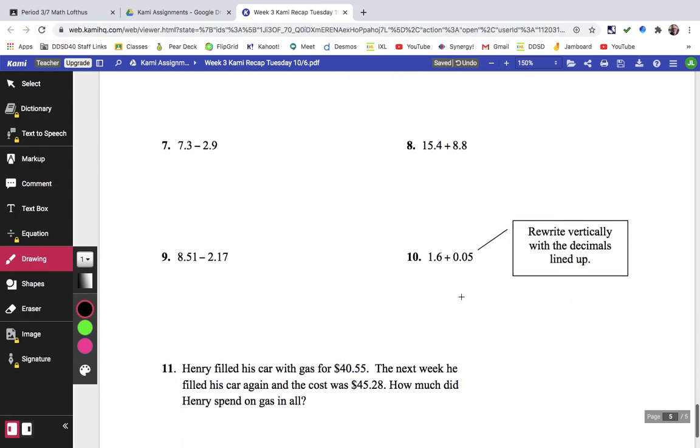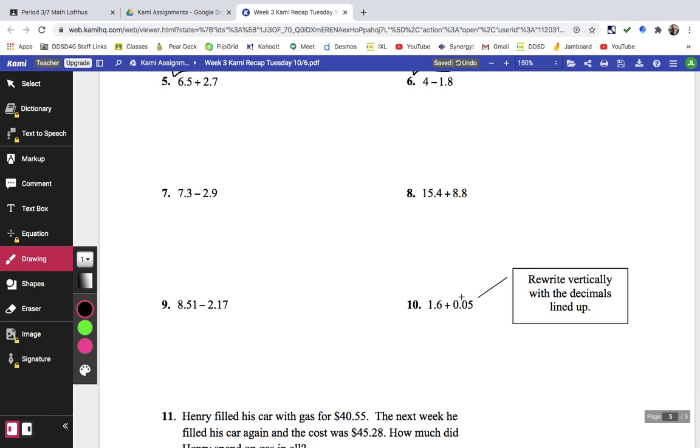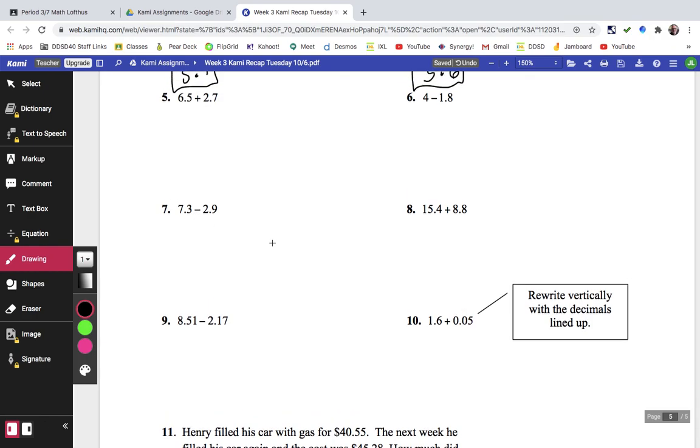And let's do one more. I'll do 7.3 minus 2.9. 7.3 minus 2.9. Decimal point goes down. I can't take 9 from 3, so I'm going to borrow from the ones, and that becomes 4. 6 minus 2 is 4.